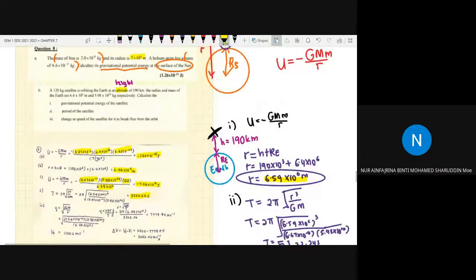Alright, next question. This next question is a bit tricky. What does it ask? It says change in speed. The change in your speed. Change in speed of the satellite for it to break free from orbit.